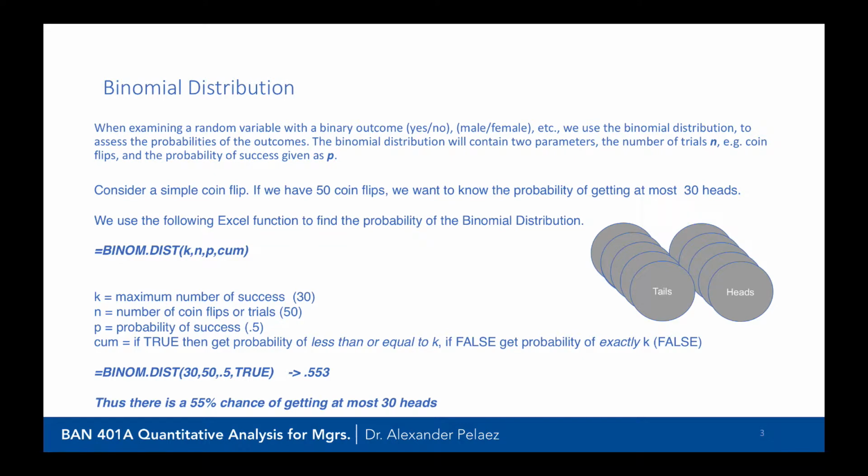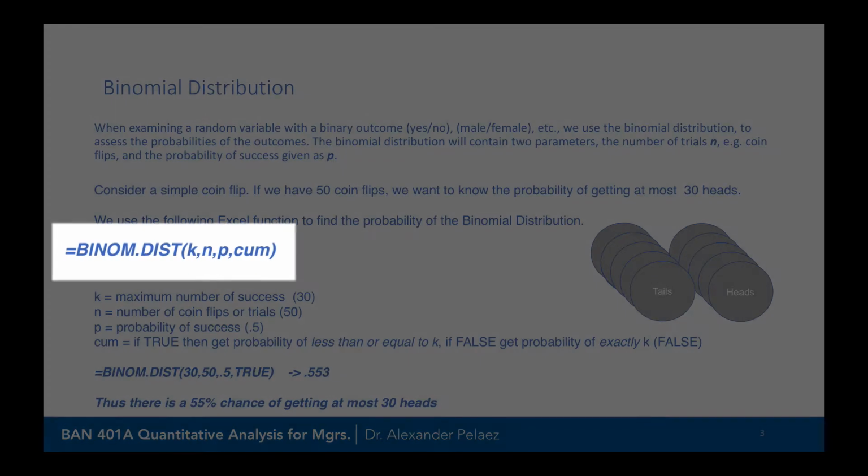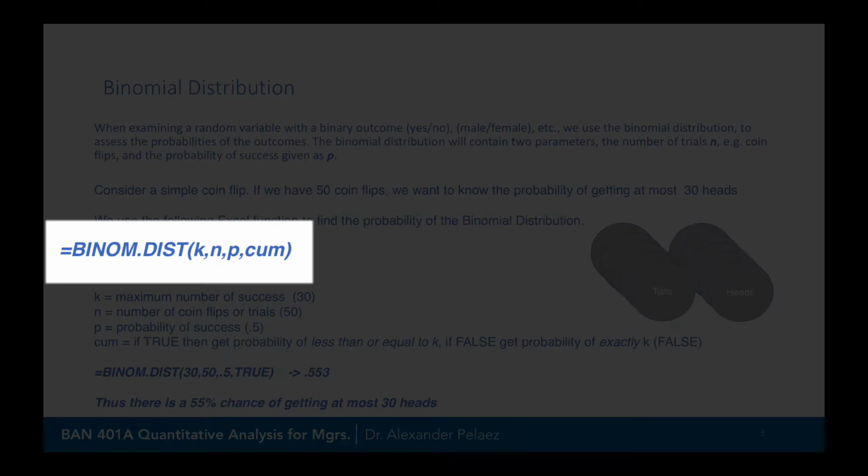Now, when a random variable has a binary outcome, yes or no, or male or female, we use the binomial distribution to assess the probabilities of the outcomes. The binomial distribution will contain two parameters: the number of trials, n, that is the number of coin flips, and the probability of success, which is given as p. So consider we have a simple coin flip. We have 50 coin flips that we're going to do, and we want to know the probability of getting at most 30 heads. What we'll do is use the Excel function to find the probability of the binomial distribution.